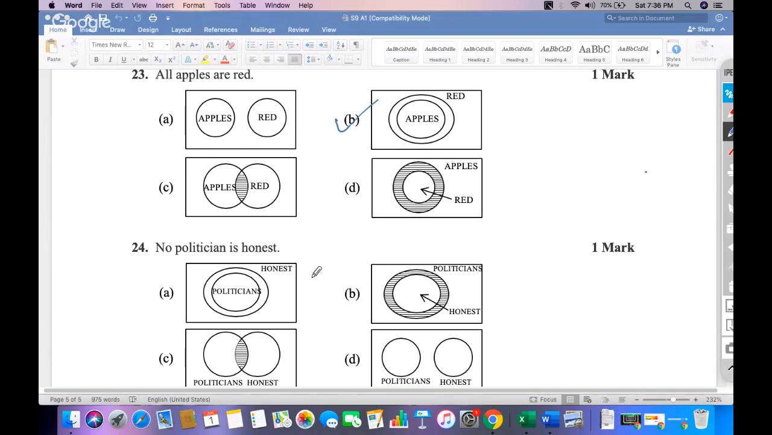And no politician is honest. So no politician is honest means honest and politicians should not be any overlap. So option D is correct. Should not be any overlap between politician and honest.